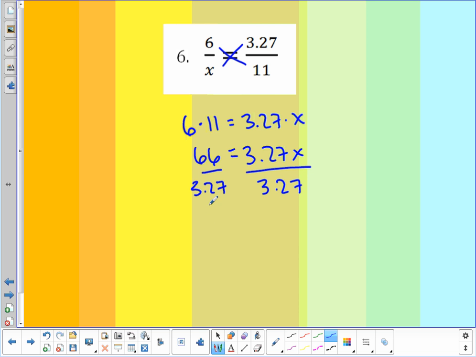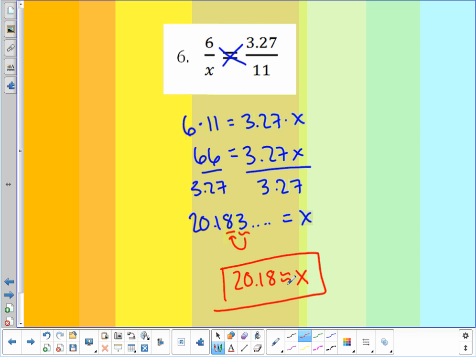66 divided by 3.27, when I type that into my calculator, I get 20.18, I think it was 3 something, and it went on and on and on, was equal to x. If I round that to the second decimal place, I need to look at the 3 to tell me what to do with the 8, and 3 tells me to keep the 8 the same. So I'm going to say that it's 20.18. Anytime you round, you're no longer equal, you're now approximately equal. So I use those little squiggly lines, that's the approximately equal to sign. X is approximately equal to 20.18.